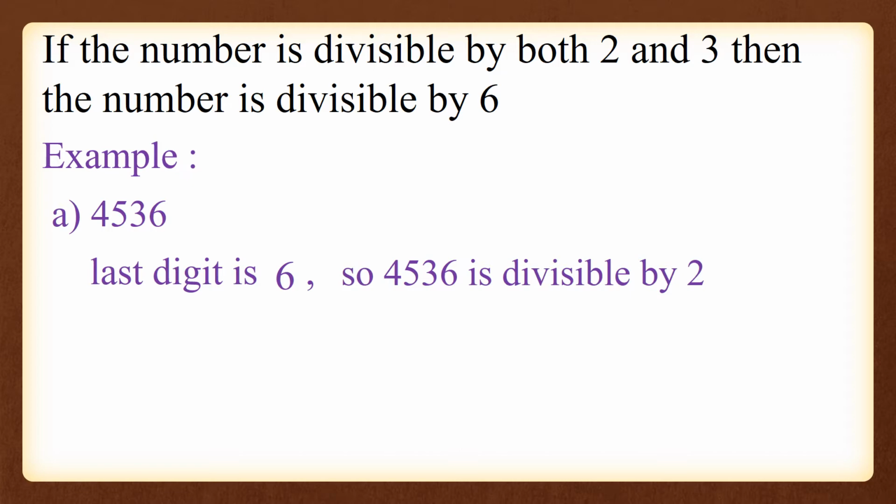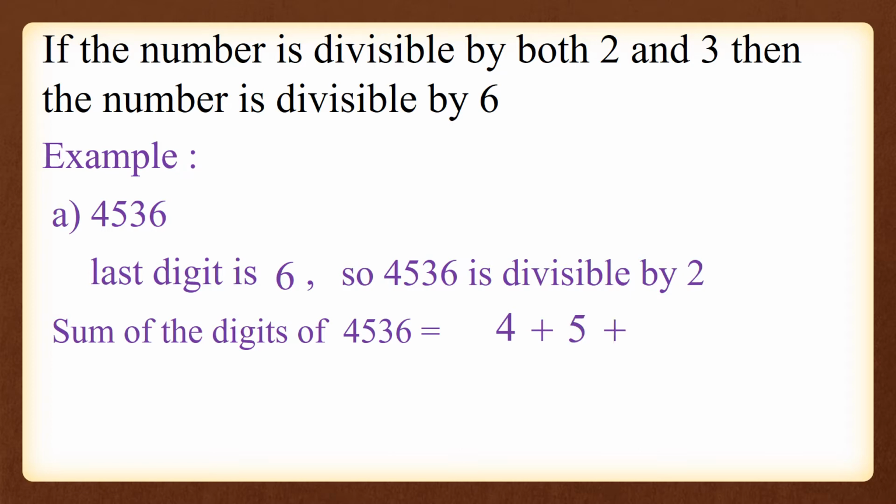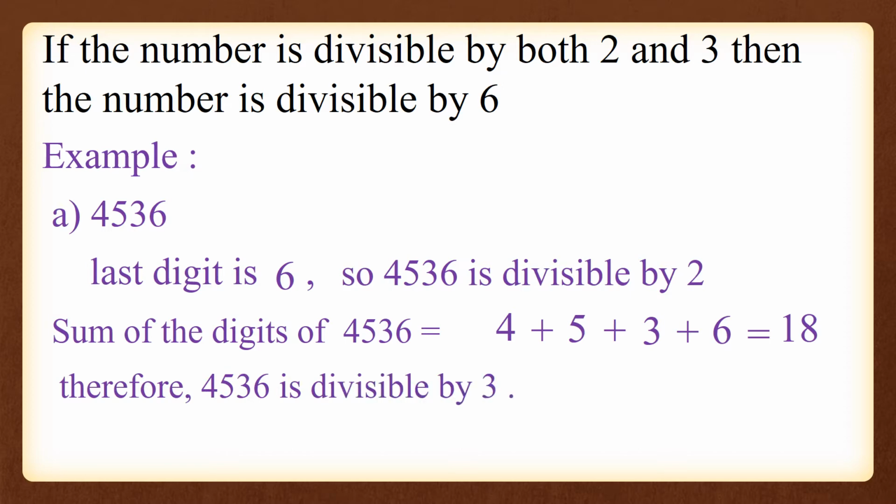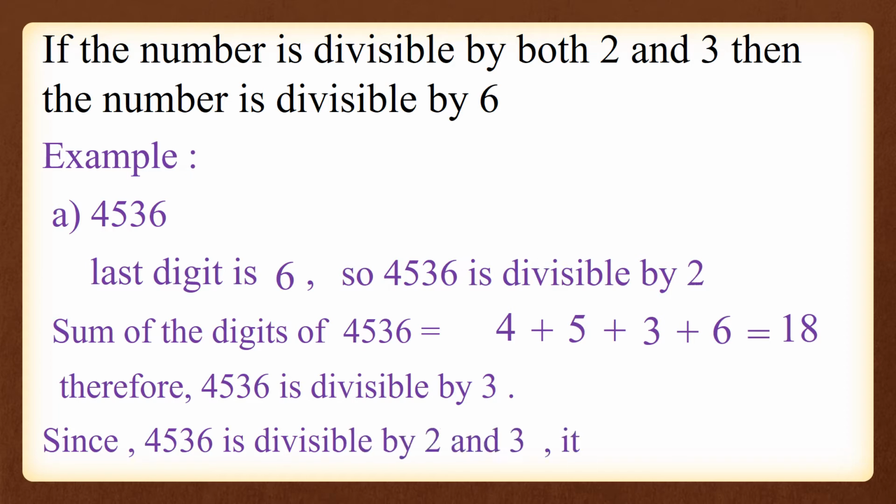So now we are going to check whether the number is divisible by 3. For that, we have to add each digit. Sum of the digits of 4536 is, we are going to add each digit, 4 plus 5 plus 3 plus 6, which is equal to 18. 18 is divisible by 3. Therefore, 4536 is divisible by 3. Since 4536 is divisible by 2 and 3, it is divisible by 6 also.